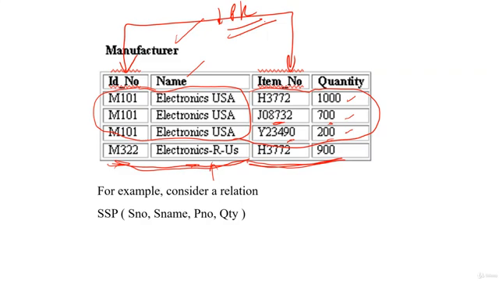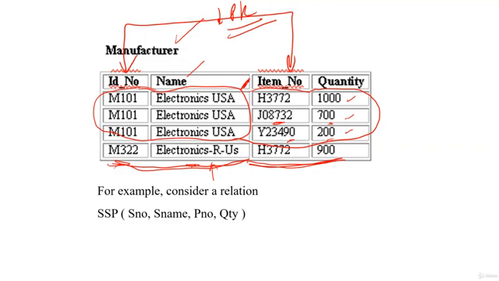Now let's suppose you want to change the name of the company, then how many update operations do you need to make? Sometimes you see that there are changes in the name of the company. If I have to change the name of a company like M101, how many update operations do I need to make? It will be multiple, equal to the number of products that company is manufacturing. So there is a problem with update operations because you can see that M101 is repeating 3 times. If there is a change in the name of this company, I have to make that change 3 times.